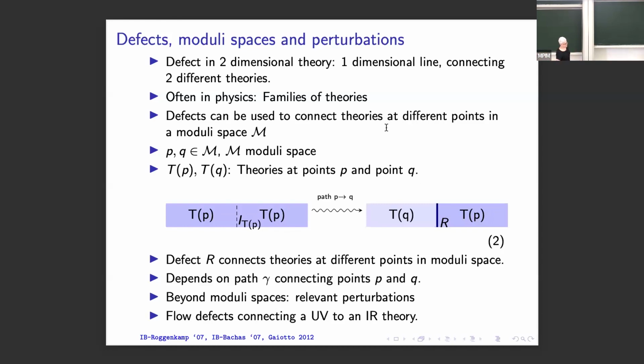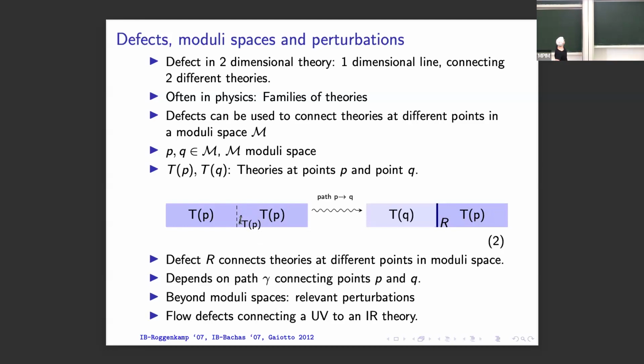And then defects can be used to connect theories at different points in a moduli space. So let's say we have some moduli space, and P and Q are points in that moduli space, and to P and to Q we have associated some theories that live at those points. And now we can think about how to connect the theories P and Q by a defect. One way to think about it is to first start with an invisible defect drawn here in dashed lines.